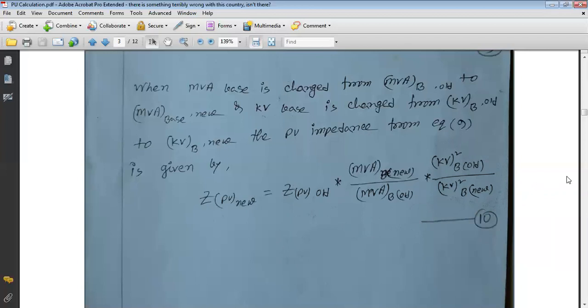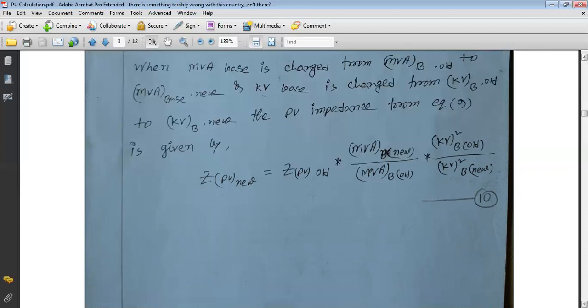So this equation we will use if we have two new values of power and voltage as the new base values, and two old base values or given base values of power and voltage, with a given value of per unit impedance of the device. Then we will use this equation.